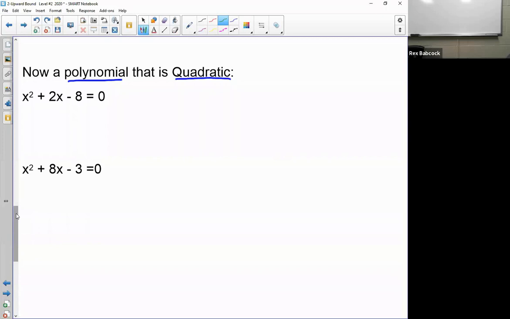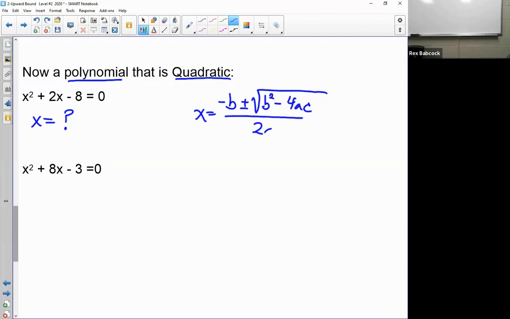It's one you should, again, be familiar with, but if not, let's get it down. The answer to this problem, x equals, I'm looking for some number that makes that true. Well, the quadratic formula says that number is the opposite of b plus or minus the square root of b squared minus 4ac, and it's all over 2a. Hope you've seen that before.